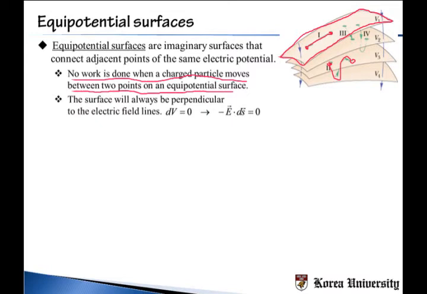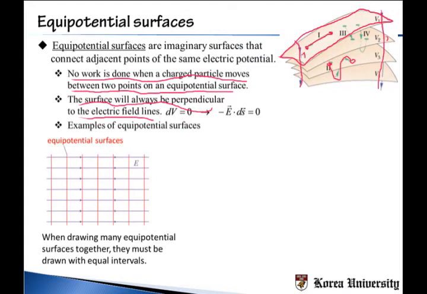Okay, and then when you are drawing equipotential surfaces, there are two important rules you have to follow. The first rule is that the surface will always be perpendicular to the electric field lines, just like this. On the right side, these lines are actually electric field lines, and you see that electric field lines and equipotential surfaces are always perpendicular to each other. This is the first rule you have to follow.